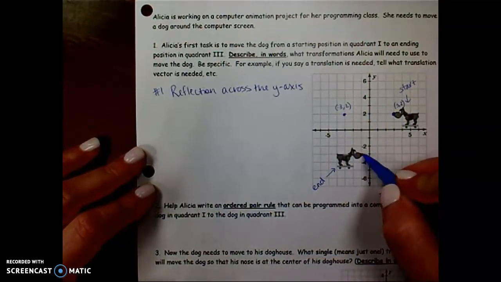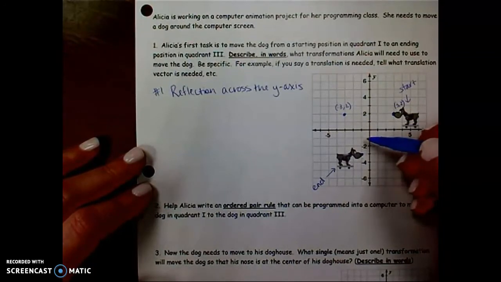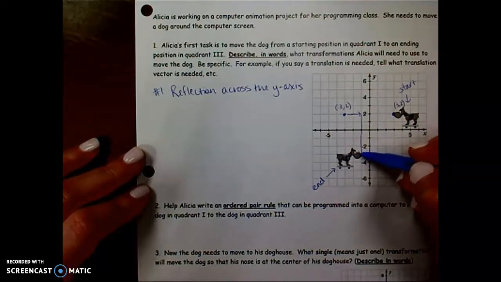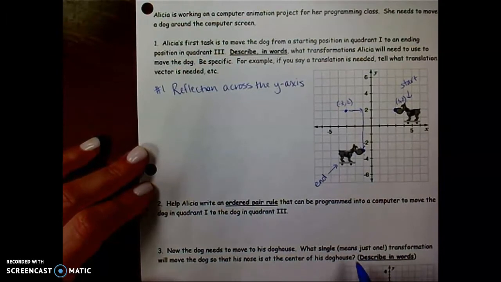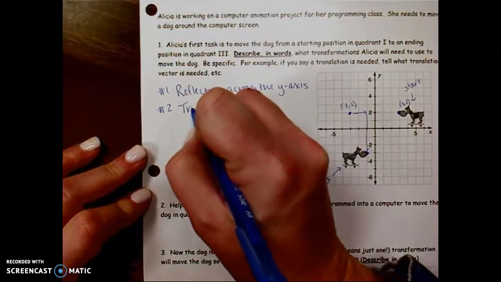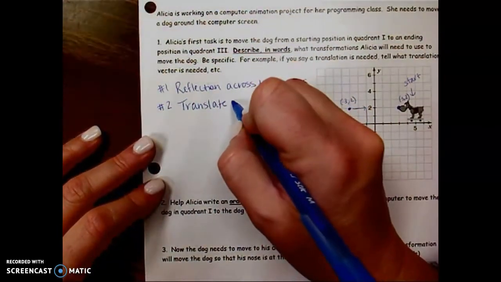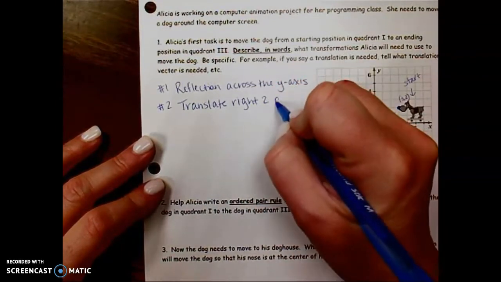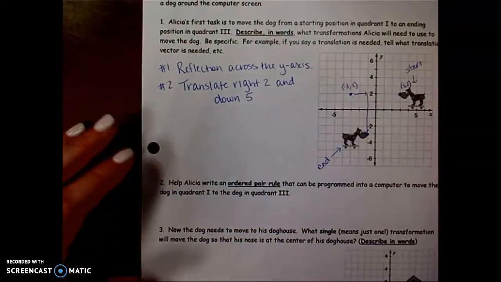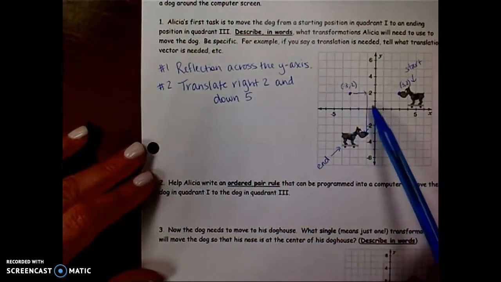So now we can see what translation we need to do to get that nose lined up here. We got the dog facing in the right direction. Now we just need to slide the dog into place. So I need to go to the right 2 units, and I need to go down 5 units. Now some of you in your description said move. Move is not a transformation. The transformation that we are doing is called a translation. So we are going to translate, and don't say over. We need to tell which direction. Translate right 2 and down 5. So that is using words with our 2 different transformations that are needed. Reflection across the y-axis, and then a translation right 2, down 5.